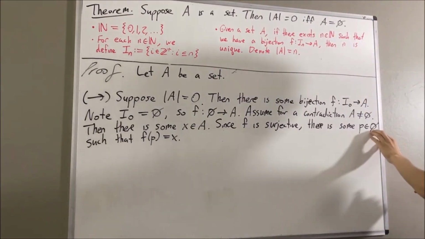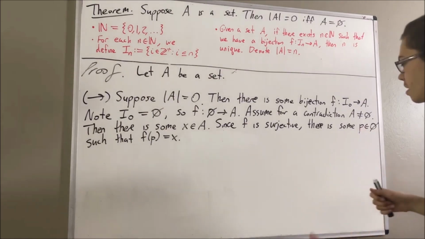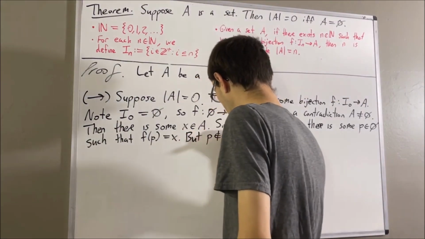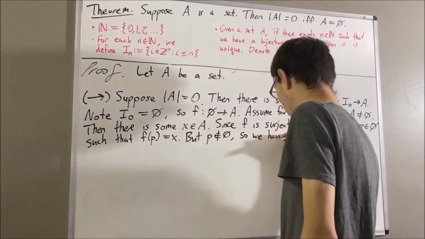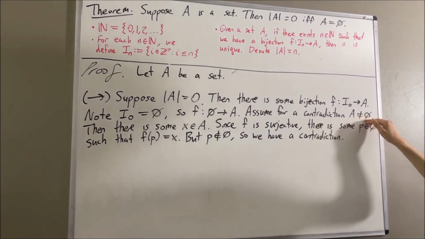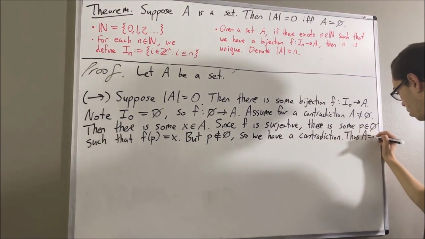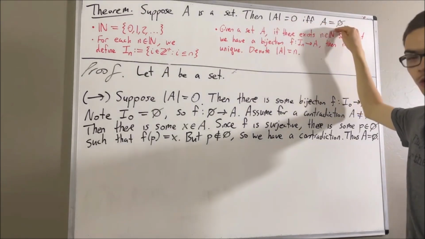But because this is the empty set, we know that every object is not an element of the empty set. So p is not an element of the empty set. So these two facts give us a contradiction. Our assumption that A is not the empty set led us to a contradiction, so we must instead have that A is the empty set. So we have proven if this is true, then this is true.